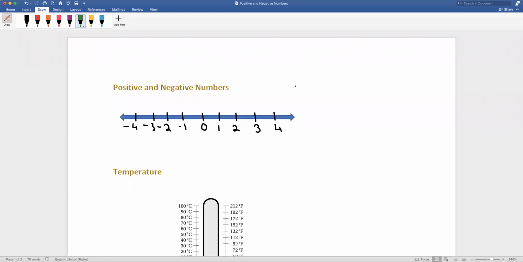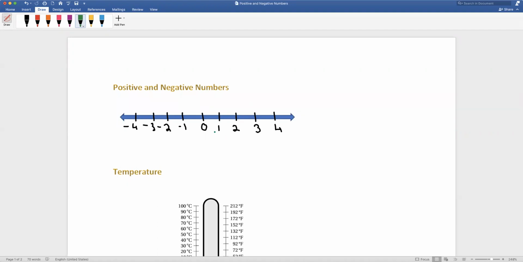So you guys may already know that positive numbers are the opposite of negative numbers, and positive numbers are used to describe quantities greater than zero, and negative numbers are used to describe quantities less than zero, and that zero is neutral and neither positive nor negative.